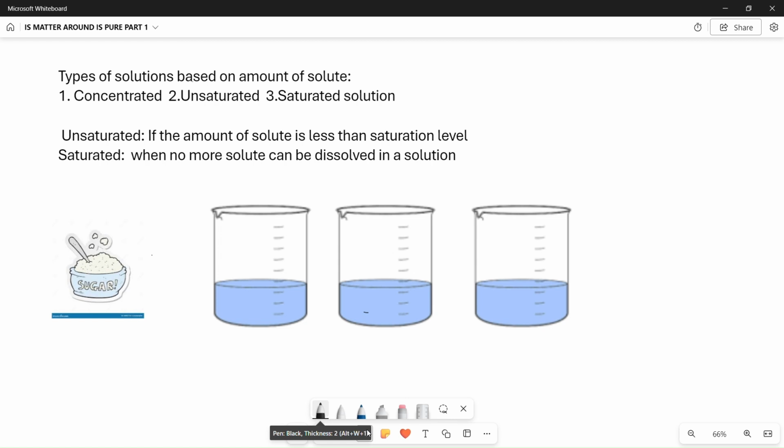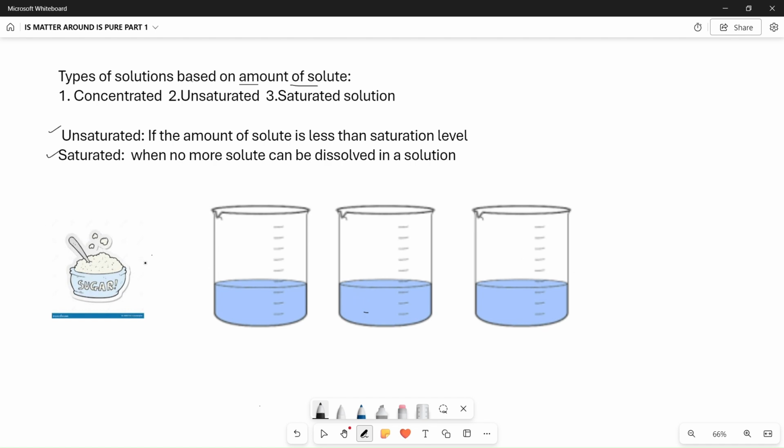Next concept, types of solution. Based on what? What is the criteria? Based on the amount of solute present in it. We discussed earlier, no? Some amount of solute is dissolved in solvent. What is that amount? Based on that amount, the solutions are labeled like concentrated, unsaturated, and saturated solution. These definitions will be well understood after explaining this simple activity.